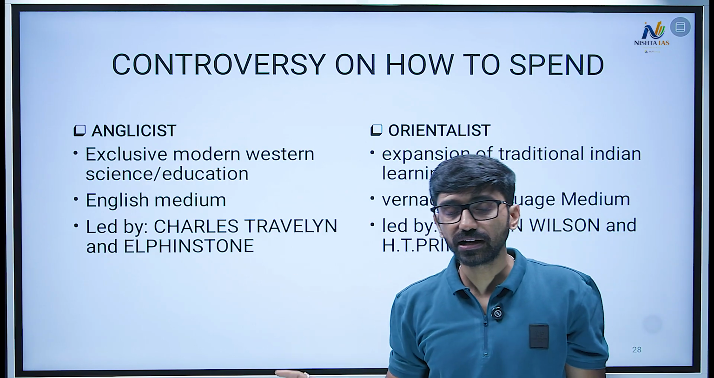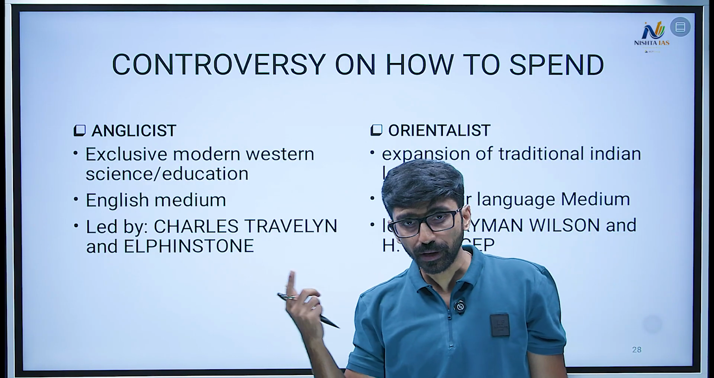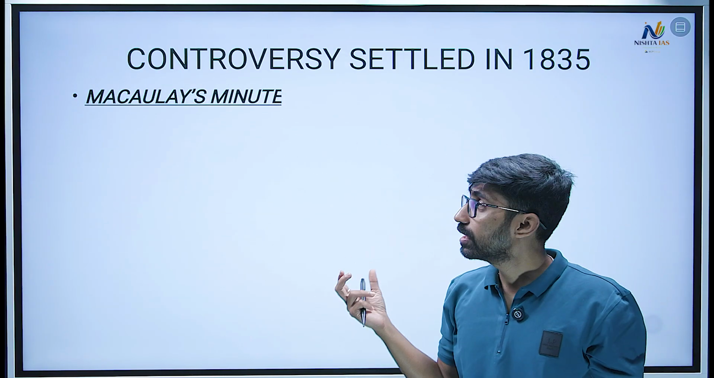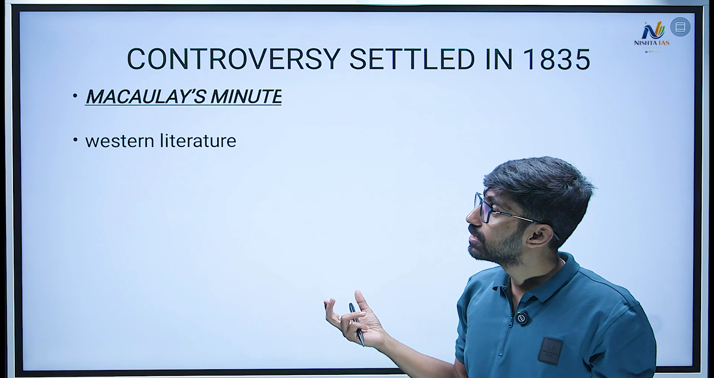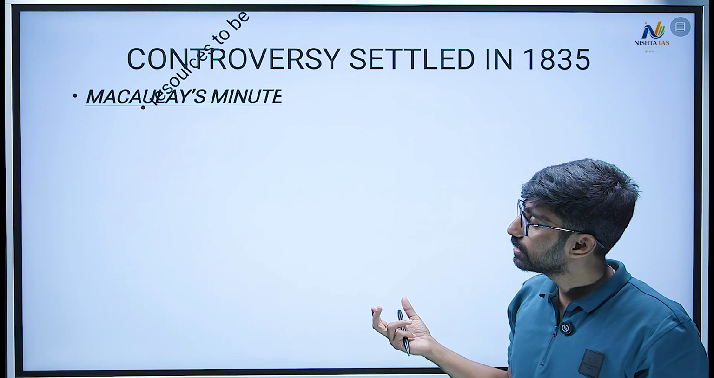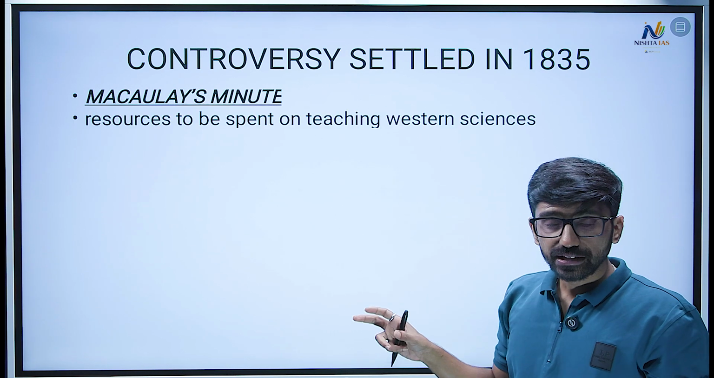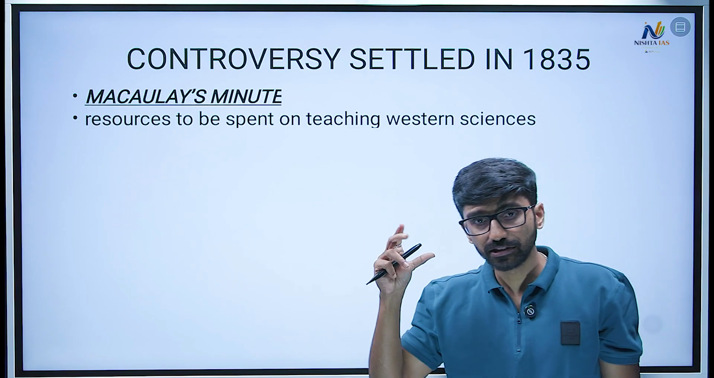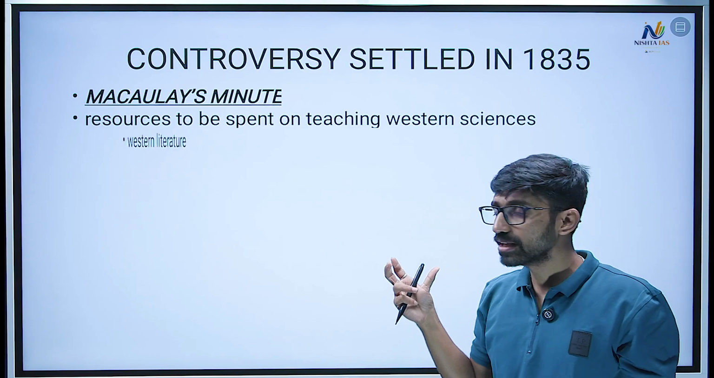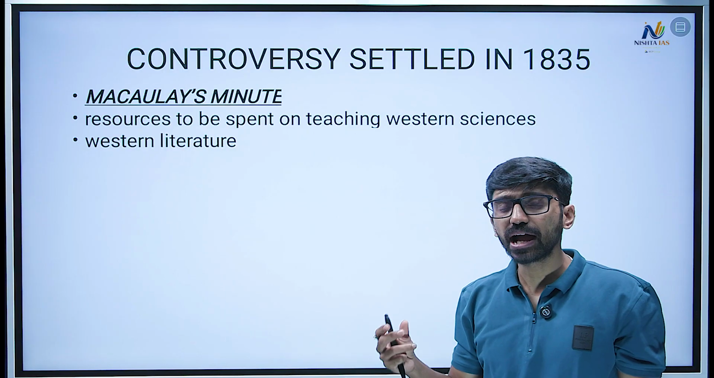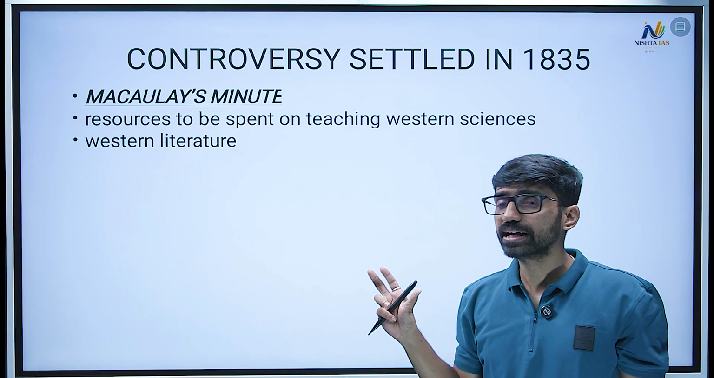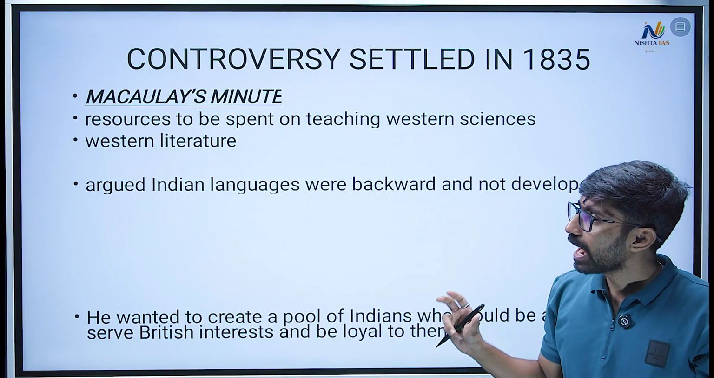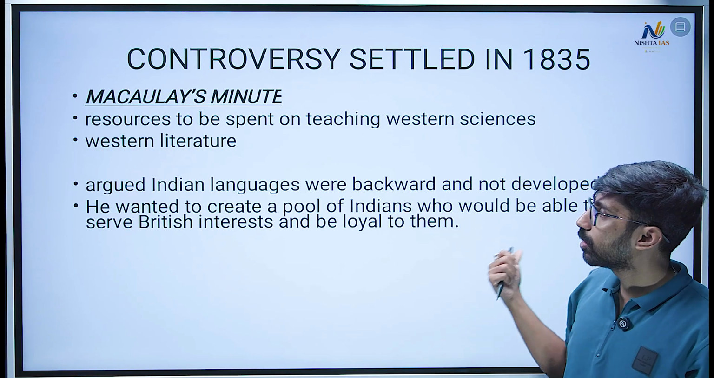And the controversy was settled with Macaulay's report. That report came in 1835, called Macaulay's Minute. In this Macaulay's Minute, he said that the resources should be used for the English education system in India, that is Western education, because he felt the Indian languages were not developed. He felt only the English language was developed. That is the reason given by Macaulay, and he argued that Indian languages were backward.